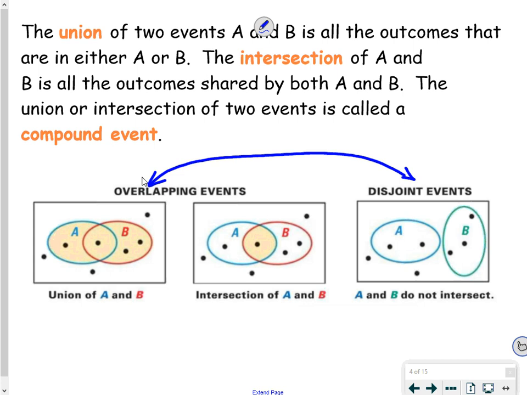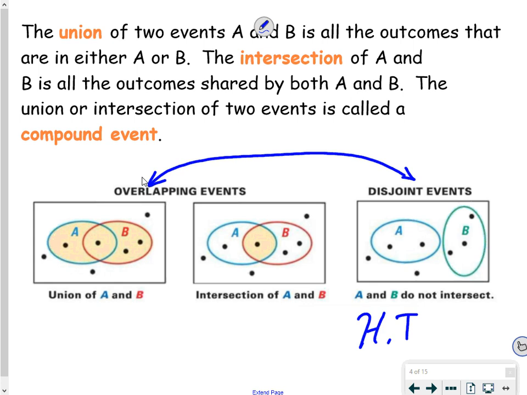So examples of that. If we go back to our flipping a coin example that we did in the past, when we flip a coin, we're either going to get heads or we're going to get tails. So those would be disjoint events. We can't get both at the same time. And I know some of you are saying, wait, what happens if it lands on its side? Well, we just reflip. That wasn't an outcome.